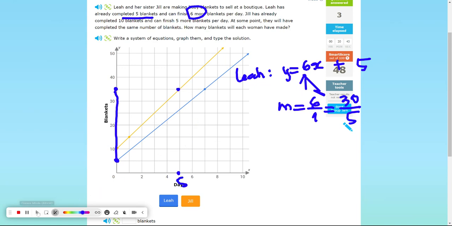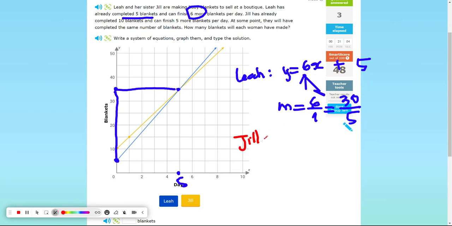Okay, so let's go and correct it for Leah. Start with 5. Up 30, right 5. Alright, so they should intersect. So you see that? Here, number 5. Okay, so up 30, right 5. So I'm correct. Alright, so now go back to Jill.